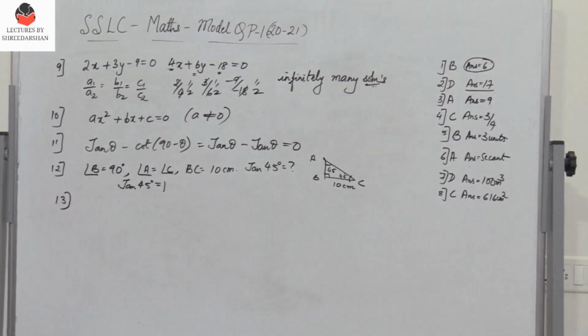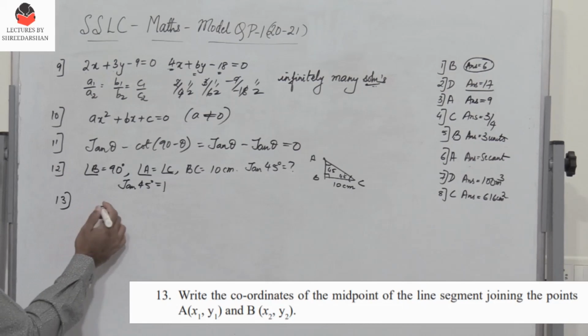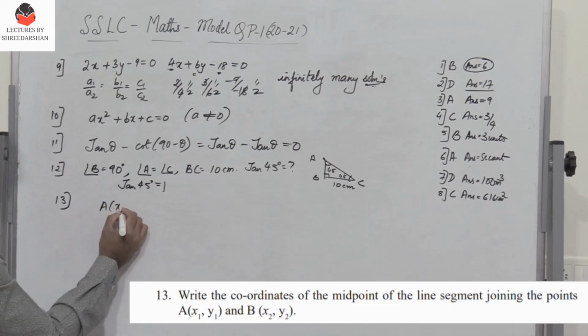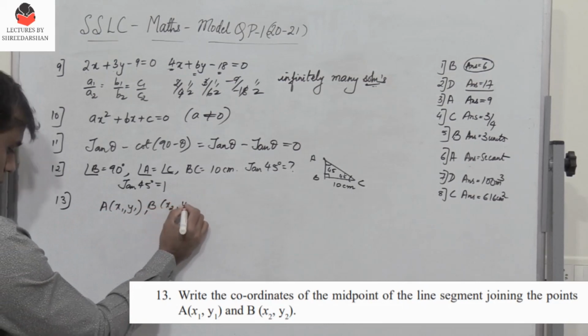So now moving on to the next one, write the coordinates of the midpoints of the line segment joining the points A, x1, y1 and B, x2, y2.